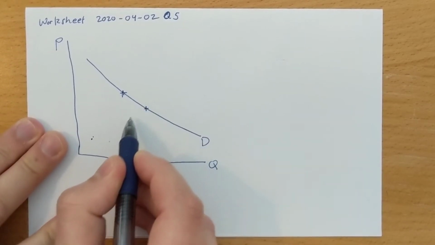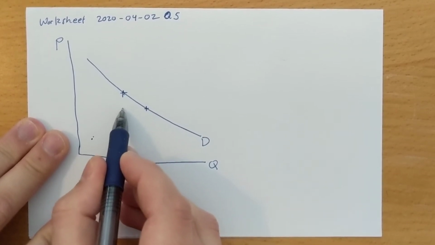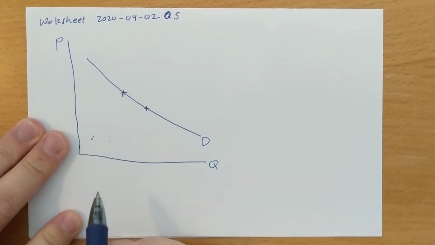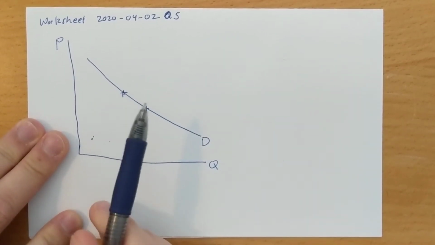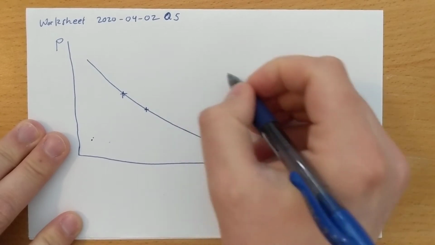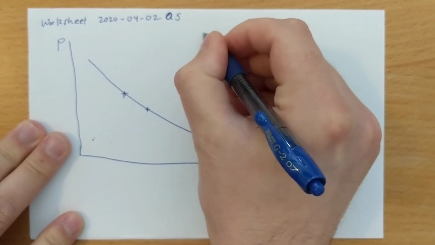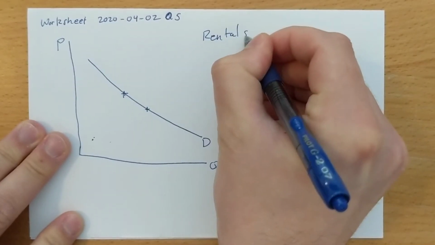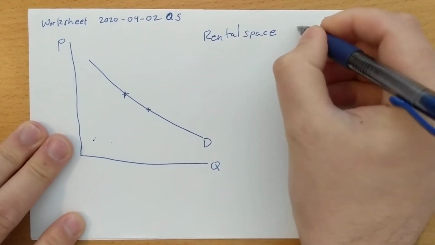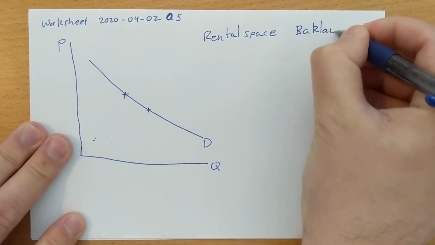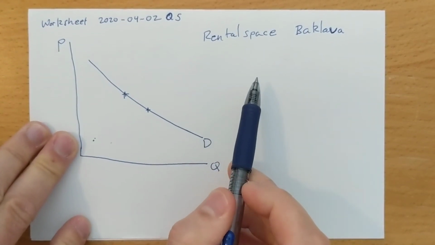Okay, so we need to be comparing two different goods and asking which will have a smaller change in the quantity as a result of the change in the price. Okay, so this is about elasticity. It's also kind of about slopes. And we need to think about the two goods: rental space for apartments and baklava. Okay, so what do we know about each of these that's relevant to elasticities?